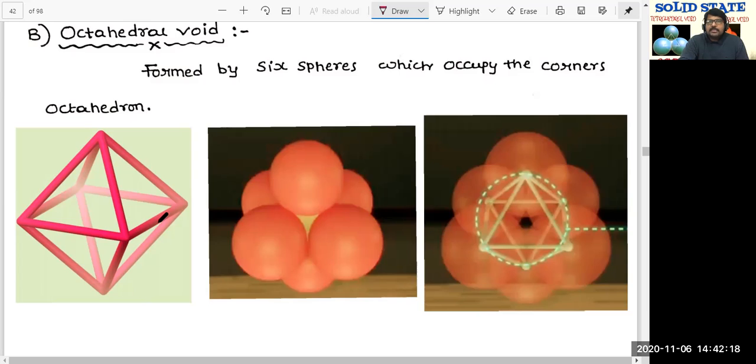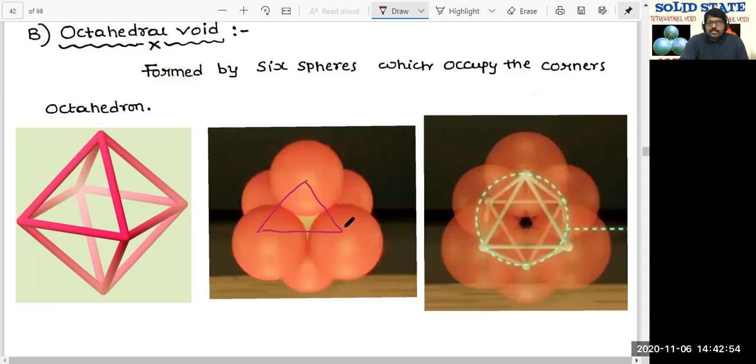And why it is an octahedral void: now you can see the atoms. These three are the atoms coming from one layer, and the remaining 3 atoms you can see here. This is the 4th one, 5th one, and the 6th one. So these 3 atoms and these 3 atoms, altogether 6 atoms, occupy the corners of the octahedron.